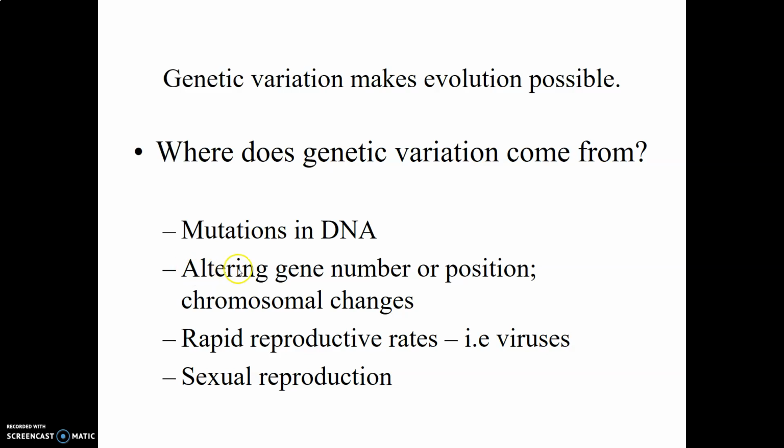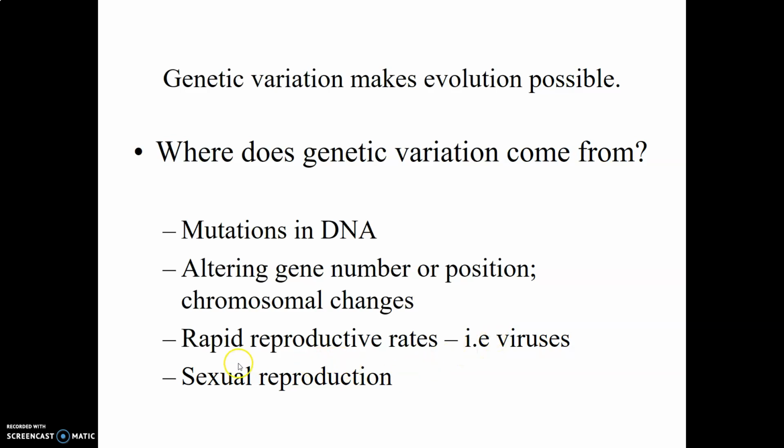We also can see that altering the gene number or position, changes on the chromosomes, can also provide some genetic variation. Many organisms have very rapid reproductive rates, and though they're not living things technically, viruses are known to adapt very, very quickly in this same fashion.